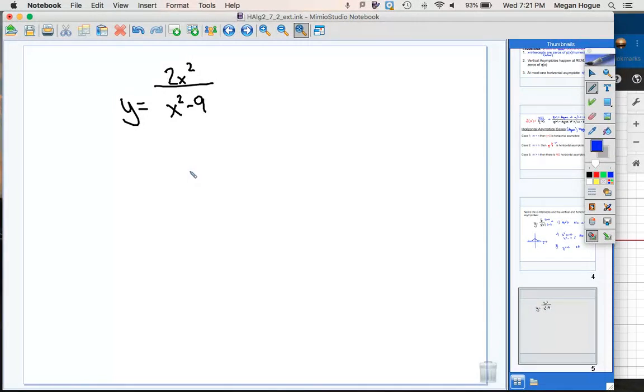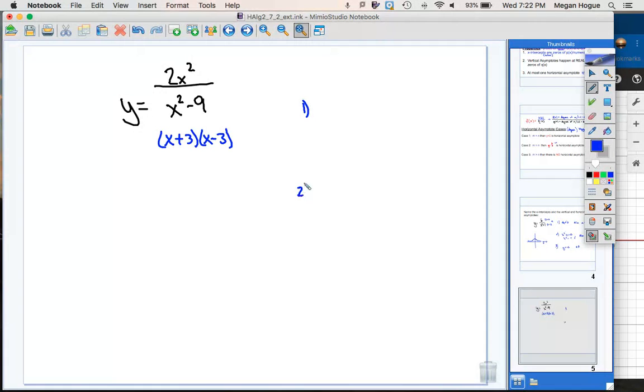This time I've got y equals 2x squared over x squared minus 9. Anytime I can factor, I need to factor. So this is something I can factor. Difference of squares there. So x plus 3, x minus 3. That's the first thing I want to do, is I want to factor before I go and list my 3 steps. So those 3 properties.